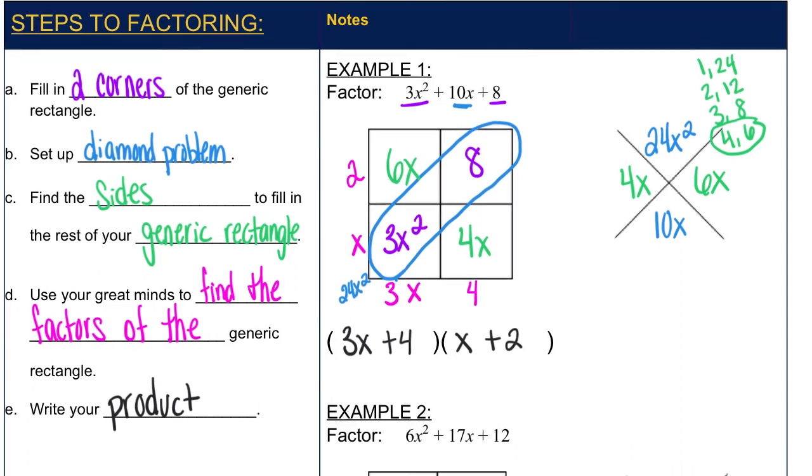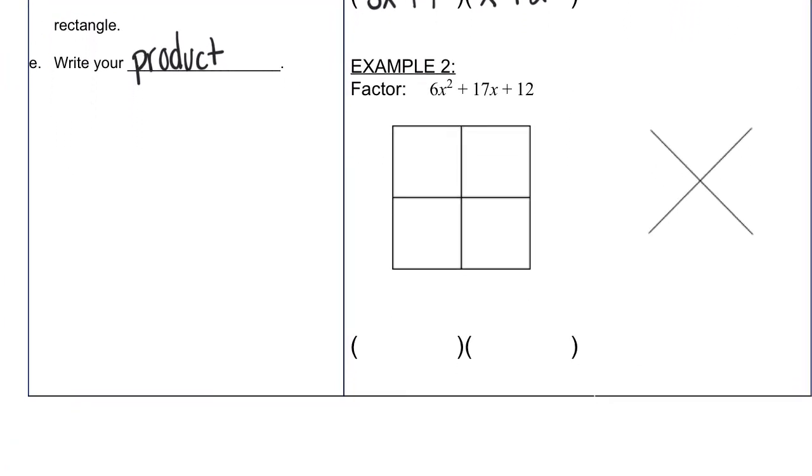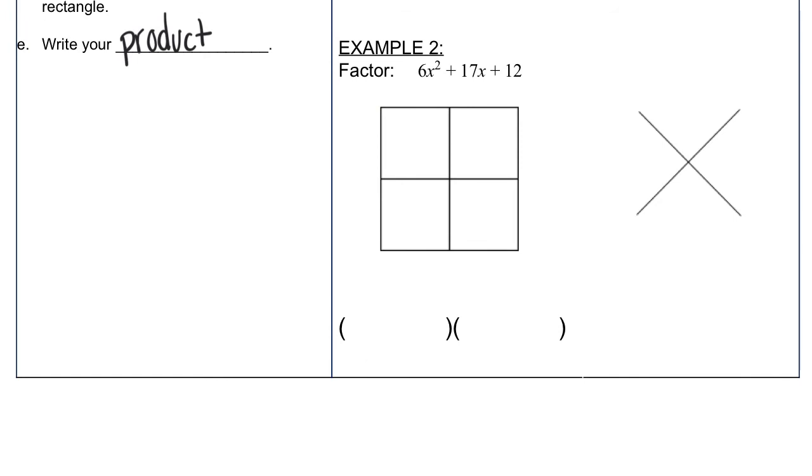Let's do another example following those same exact steps. Our first step was to fill in the 2 corners from our quadratic expression that we know. So we're going to start with our 6x squared going in the bottom left and our 12 going in the top right. The next thing that I needed to do was set up my diamond problem by first multiplying this diagonal, which is going to give me that 72x squared. Now that 72x squared is going to go in the top of my diamond problem, while the 17x goes in the bottom. That is my sum.